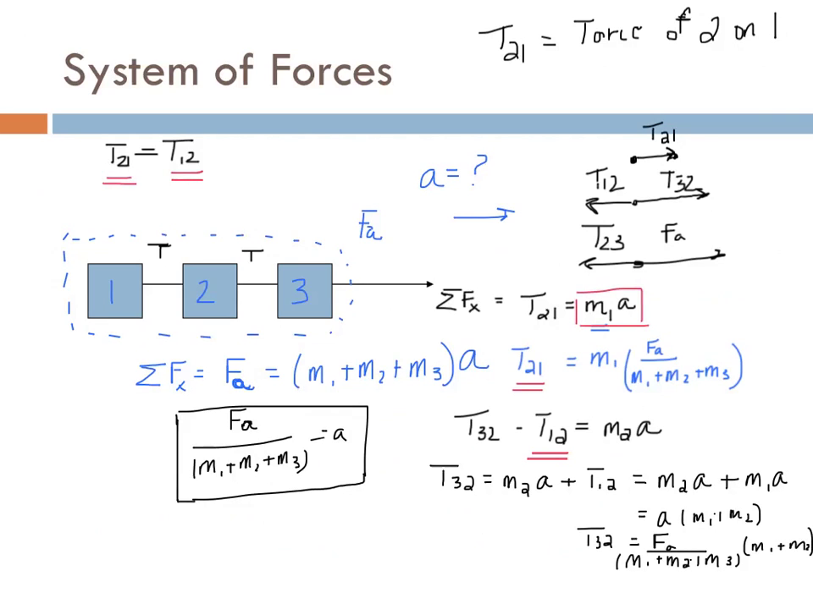Now, I could go back and solve for T23, which is over here. But I know that T32 is the same as T23. They're just equal but opposite in direction.